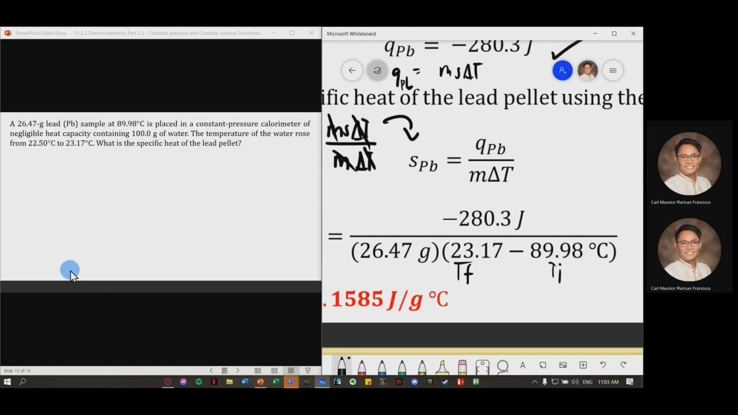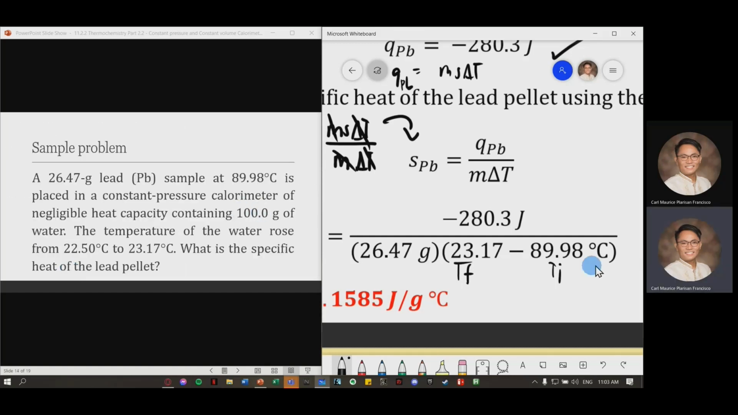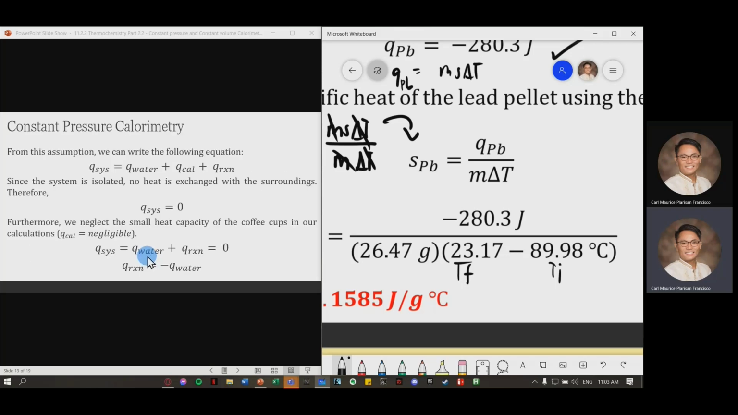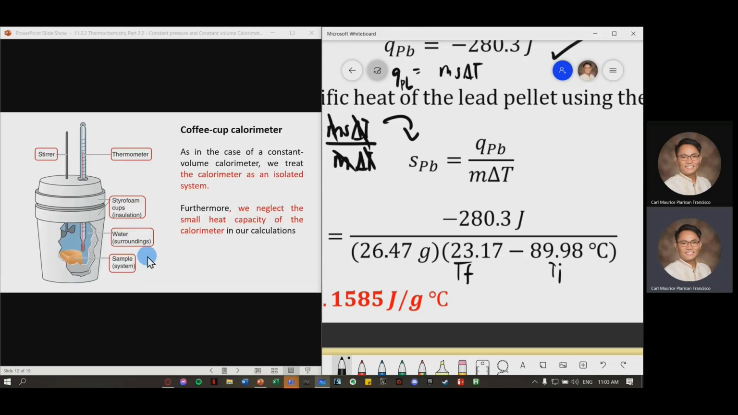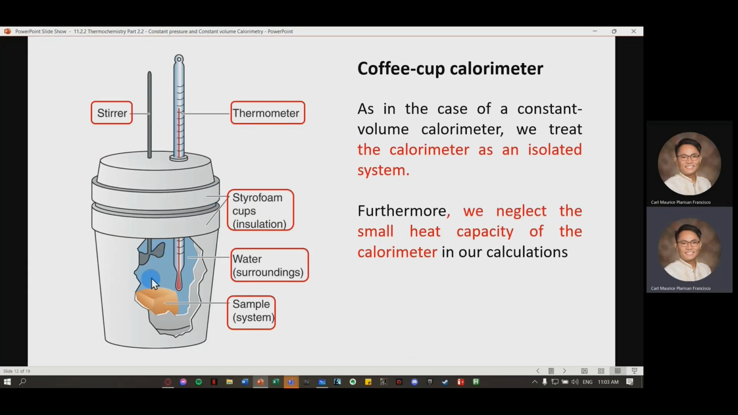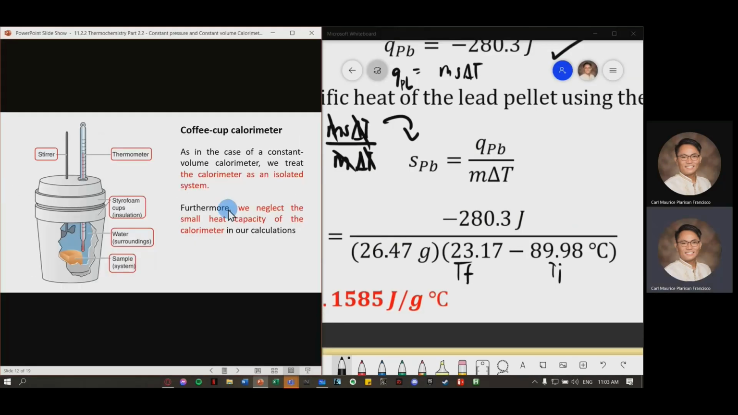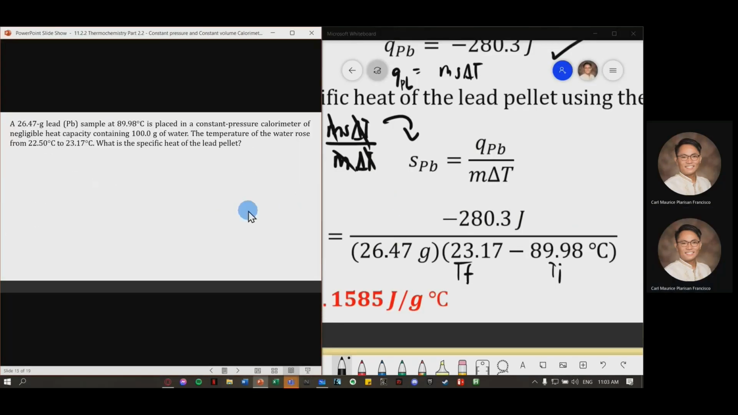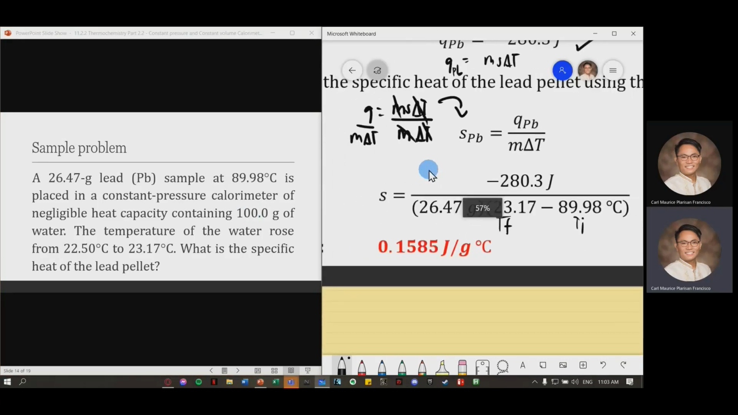Ang initial temperature ng lead ay 89.98, provided. Pero bakit ang final temperature niya 23.17? Same with water, nakalagay sa given or sa problem. Kung babalikan natin yung illustration ng coffee cup calorimeter, or what we call constant pressure, yung sample nakasubmerge sa tubig. So ibig sabihin kung ano yung final temperature ng water, yun na din ang final temperature ng sample. Okay? So, after this, substitute.